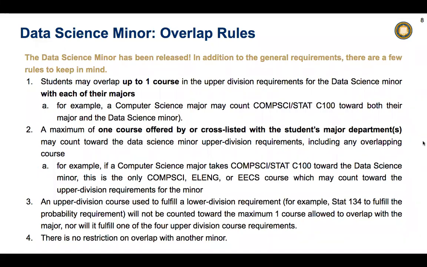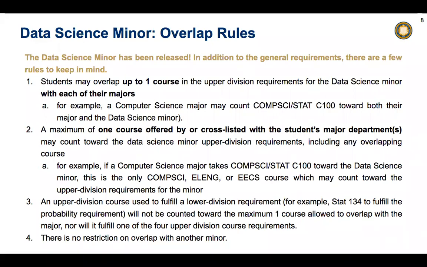So there are overlap rules for the minor. For operative requirements for the data science minor, students are allowed to overlap 1 course with each of their majors. For example, a computer science major can count Stat or Data C100 toward both their major and the data science minor. But the other operative requirements for the minor have to be different from the major requirements of their major.